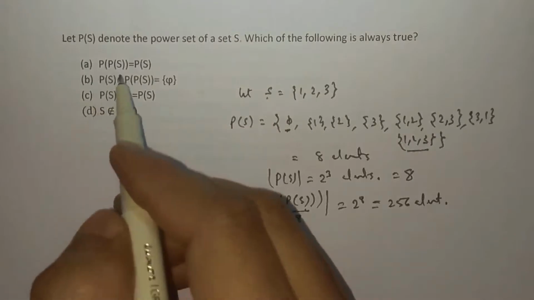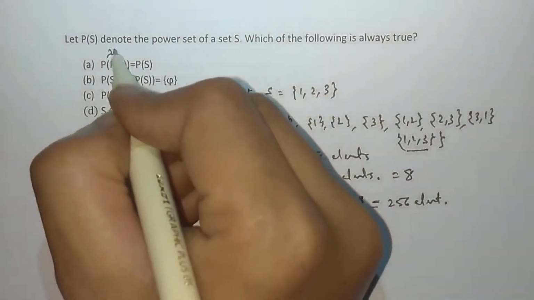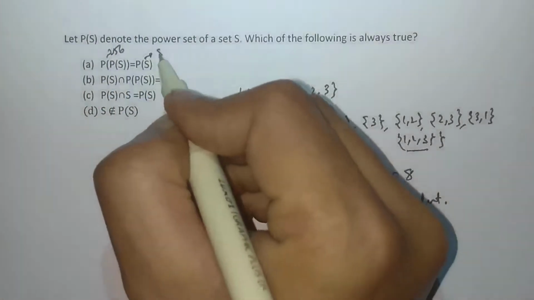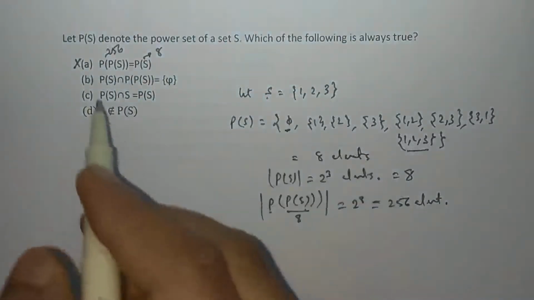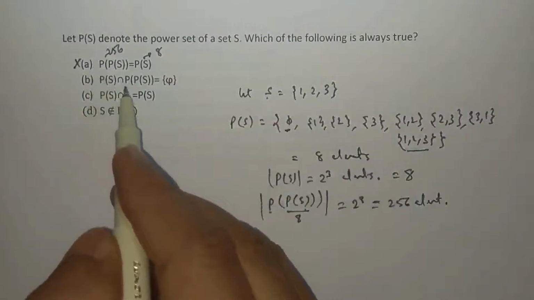That is, P of P(S) will contain 256 elements and P(S) contains 8 elements, so they can never be equal. So option A is wrong. Now I will see option B.